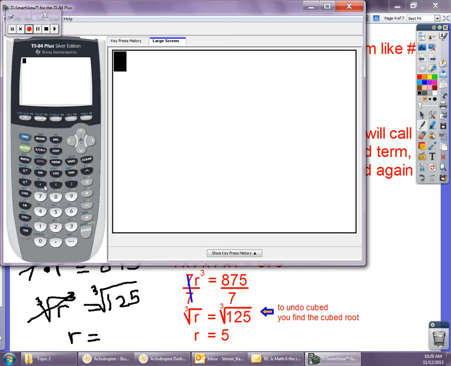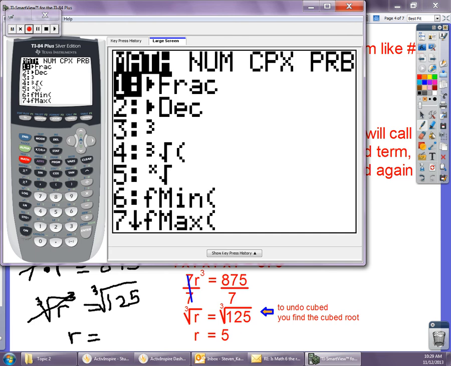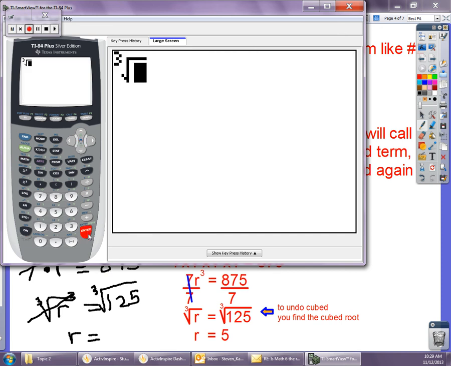So on your calculator, if you go to the math button, which is right over here, you can see right on option number 4, you have the cubed root of any number. So if you hit enter and put in a 125, we're going to find out what number times itself 3 times would equal 125. If you hit enter, you get 5.